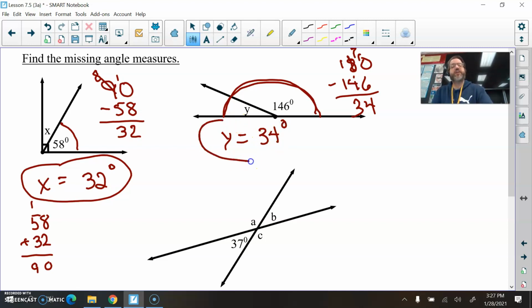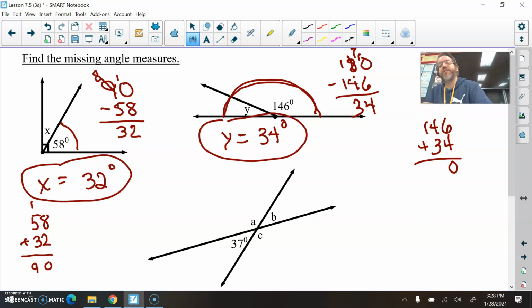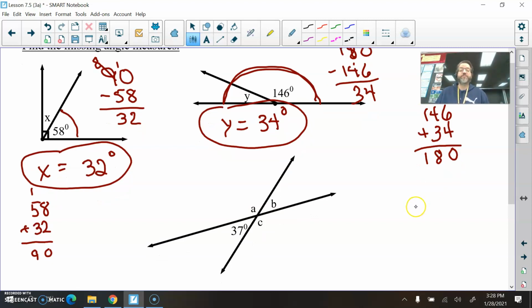And you can check your math on that too by adding 146 plus 34. If we did everything right, when we add these together, they should total that 180 degrees since they are supplementary angles. 6 plus 4 is 10, carry the 1. 4 and 1 is 5, plus 3 is 8. And then I have the 1 over there. It does add up to 180 degrees.